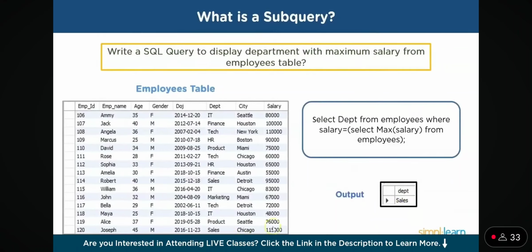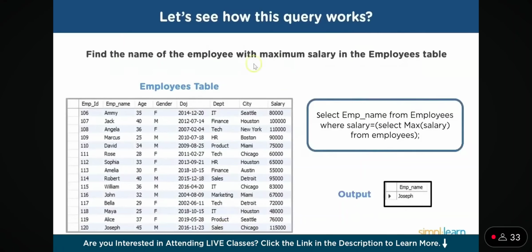If you see in our table, the employee is Joseph, who earns $115,000. Alright, and Joseph is from the sales department. Now let's see how this query works. Here we have another question, which is to find the name of the employee with maximum salary in the employees table. This is our previous employees table that we saw.